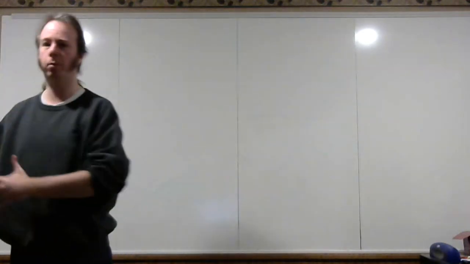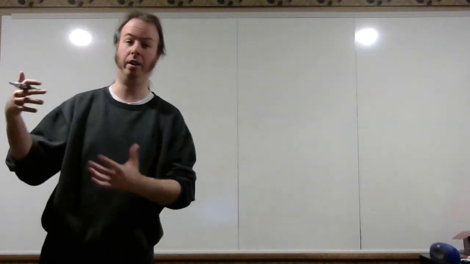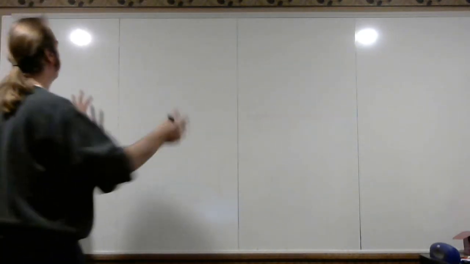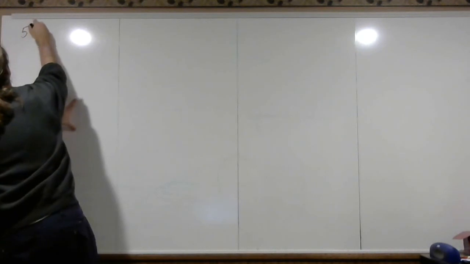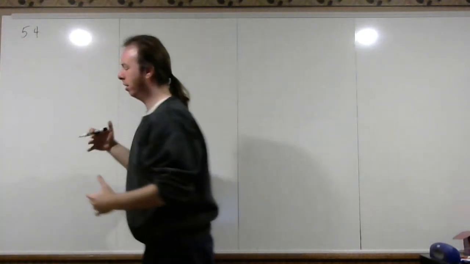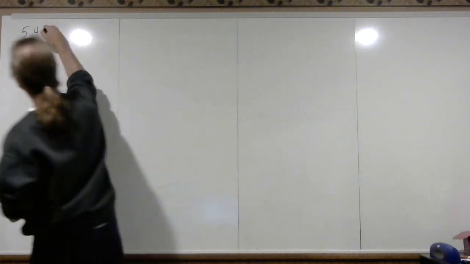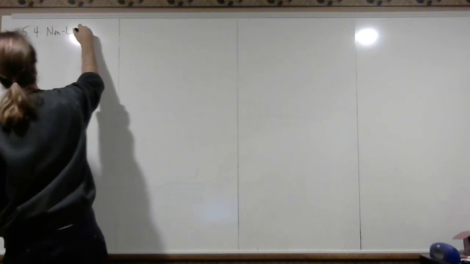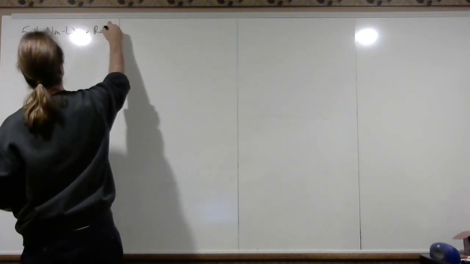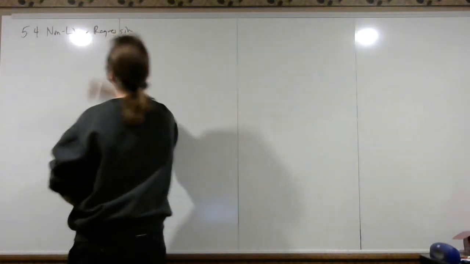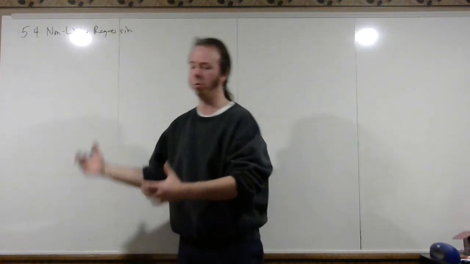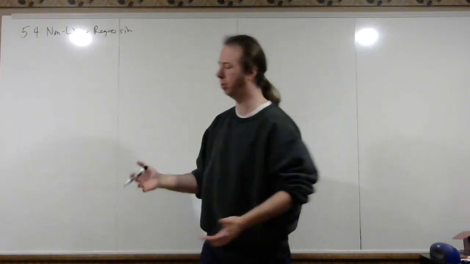So far in Chapter 5, we've looked at scatter plots and linear regression. This next section is on nonlinear regression. And this is what we would use if the data had any sort of curvature to it.